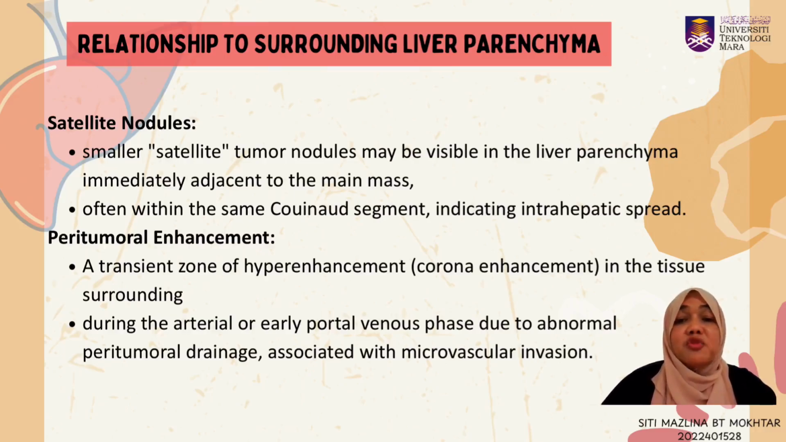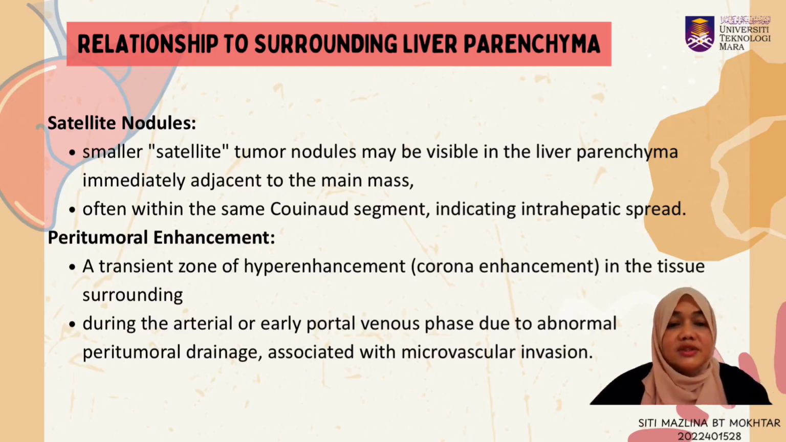Peritumoral enhancement appears as a bright ring around the tumor in the arterial phase due to abnormal drainage or microvascular invasion. In later phases like the portovenous and delayed phases, we may also see an enhancing capsule. So, this finding helps predict tumor aggressiveness and guide treatment decisions.